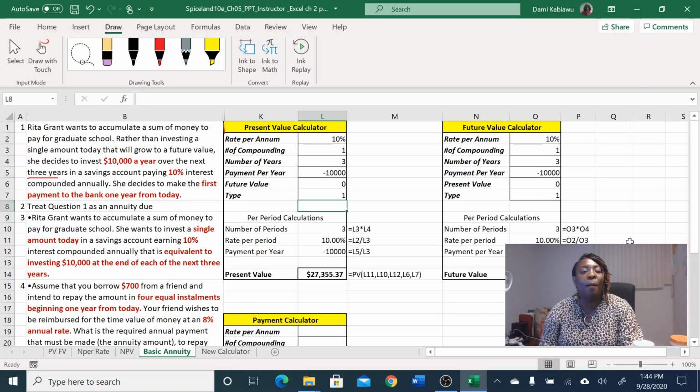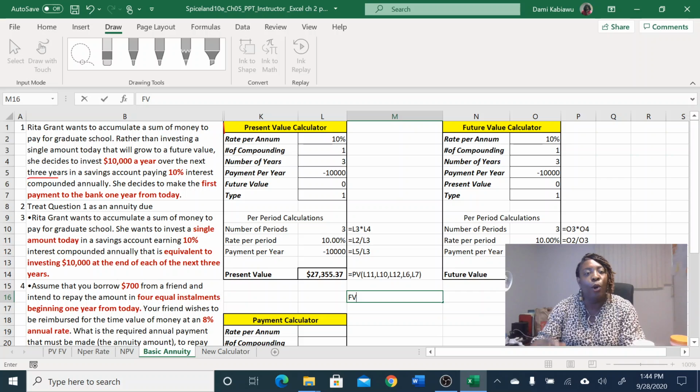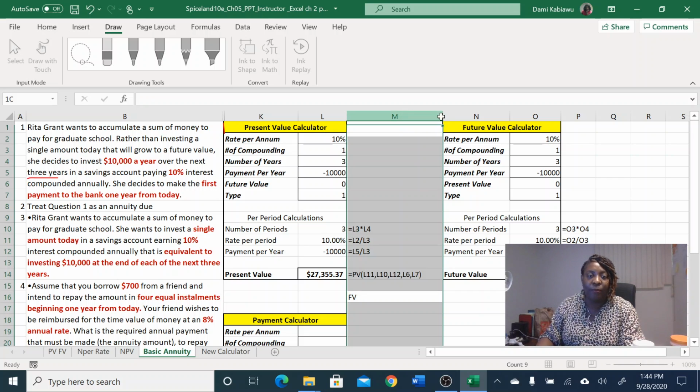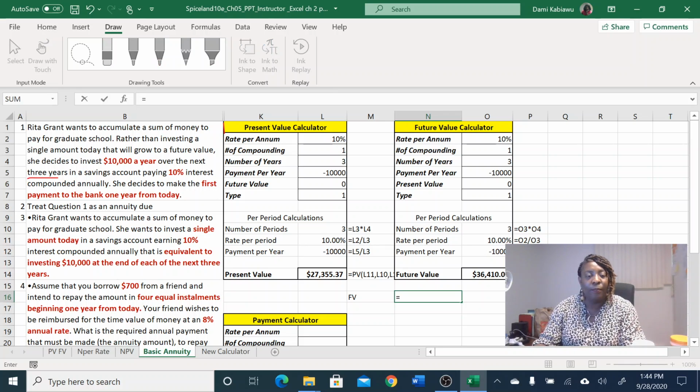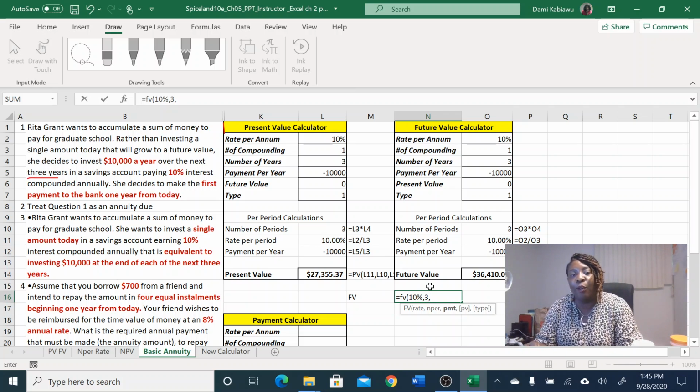So here is our lump sum value equivalent to the $10,000 a year. They're both annuity dues, and it's also equivalent to the future value. Can I show you that? Let's find the future value of our present value payment. If I use the future value formula, rate is 10%, as we said. The number of periods is 3. The payment amount, we're going to treat it as 0 because the $10,000 a year is equivalent to 27,355 lump sum.